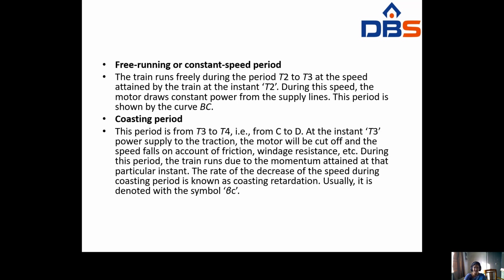This is also known as the coasting retardation. The decrease in the speed is called retardation, and usually it is denoted by the symbol beta C. Retardation is denoted with beta.